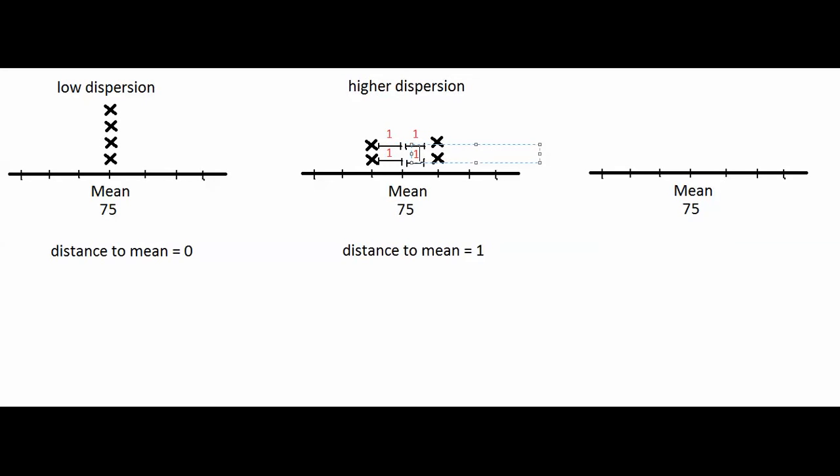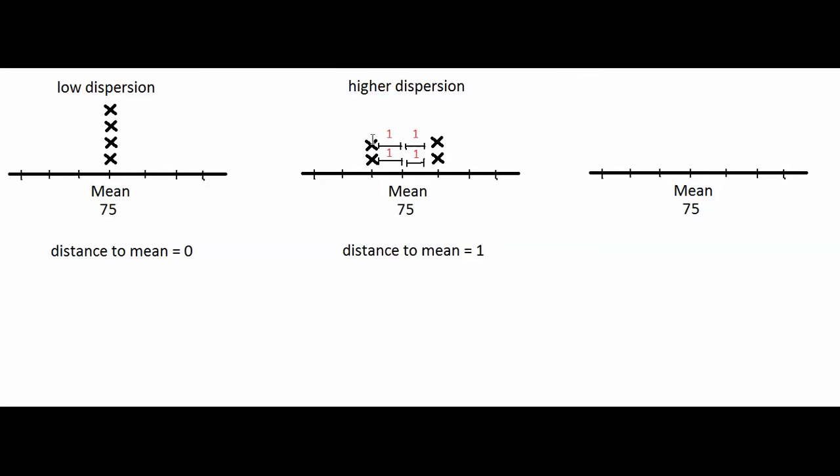So each of these is a 1. This 1 right here is saying that this value is 1 away from the mean of 75. This person got a 74, and they're 1 away from the mean. This 1 right here is saying that this person who got a 74 is 1 away from the mean. This 1 right here is saying that this person who got a 76 is 1 away from the mean. And this 1 right here is saying that this fourth person who got a score of 76 is also 1 away from the mean. So all 4 people are 1 away from the mean.